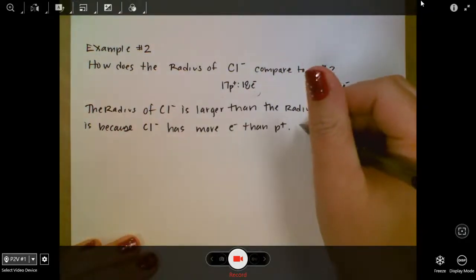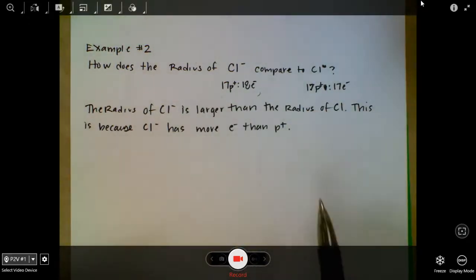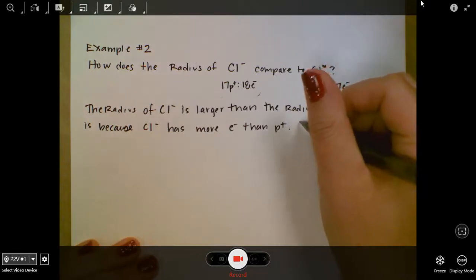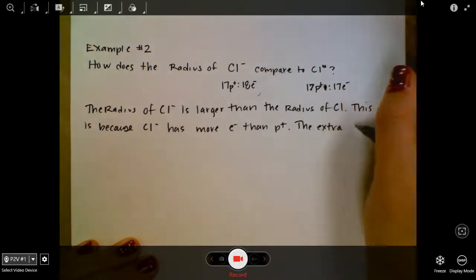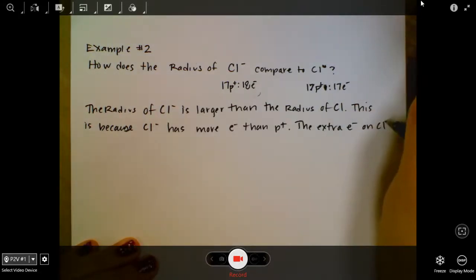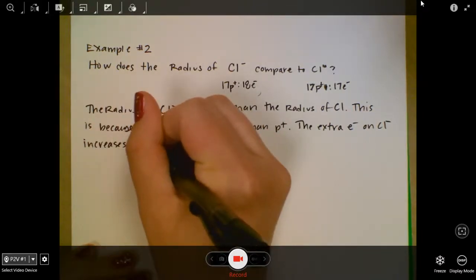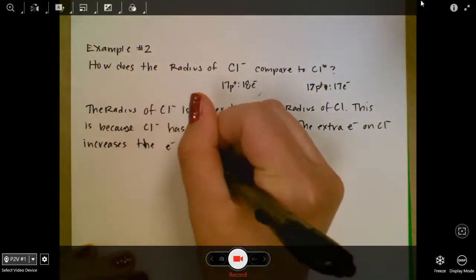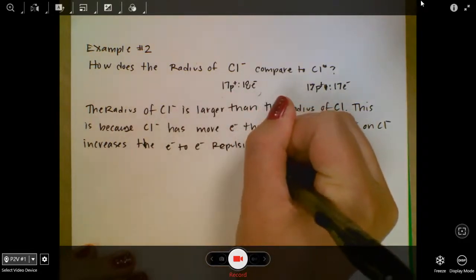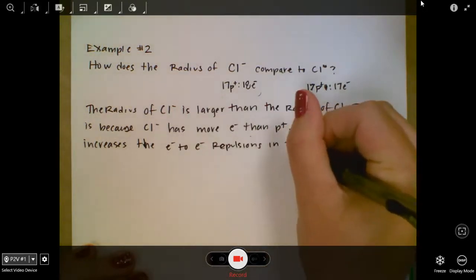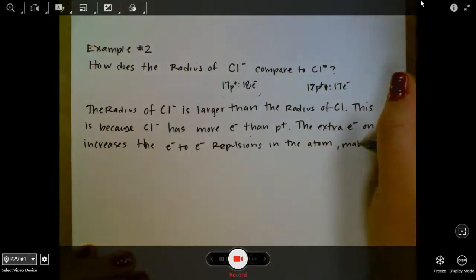So what I'm going to do is talk about this ratio and how that ratio being not equal causes problems. So I would say the extra electron on Cl minus increases the electron to electron repulsions in the atom, making the size larger.